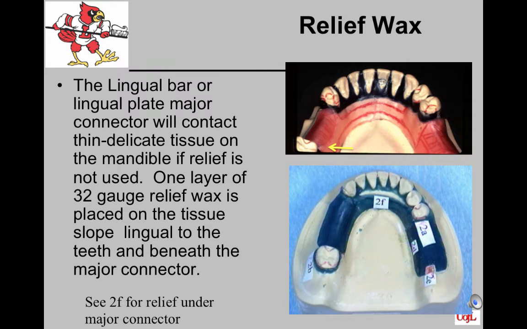The lingual bar or lingual plate major connector will contact thin, delicate tissue that's very sensitive on the mandible if relief is not placed to create a slight space under it. One layer of 32-gauge relief wax is placed on the tissue slope, lingual to the teeth, and beneath the major connector. The arrow indicates the extent of the major connector on this particular cast design.